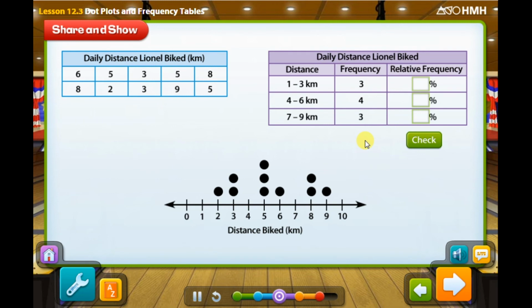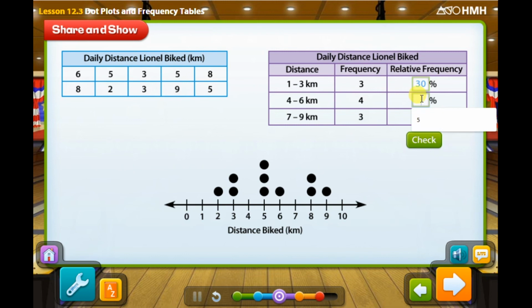So now find the relative frequency for each interval. The relative frequency is the relation between the frequency of the number and the total frequency. The frequency of this number is 3, and the total frequency is 10, because 3 plus 4 is 7, plus 3 is 10. So we divide 3 by the total 10, and we multiply it by 100 to find the percentage. So first, 3 multiplied by 100 will be 300. 300 divided by 10, the total, will be 30. So this number is 30%.